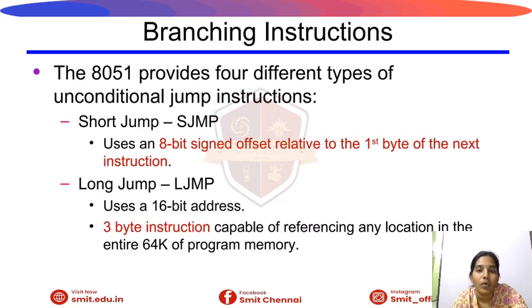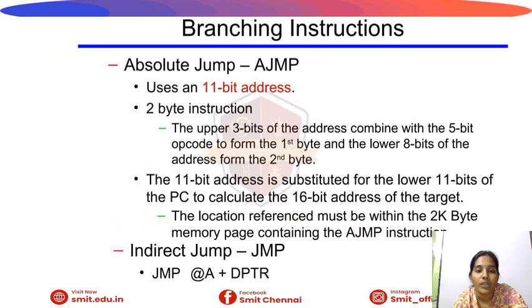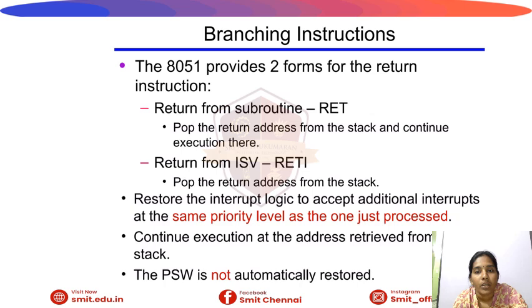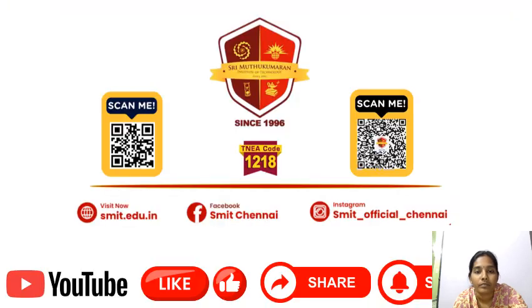8051 provides 4 different types of unconditional jump instructions. Examples: short jump, long jump, absolute jump and indirect jump. There are 2 forms of call instructions. They are absolute call, represented as ACALL, and long call, represented as LCALL. There are 2 types of return instructions: return from subroutine, and return from ISR. Thank you.